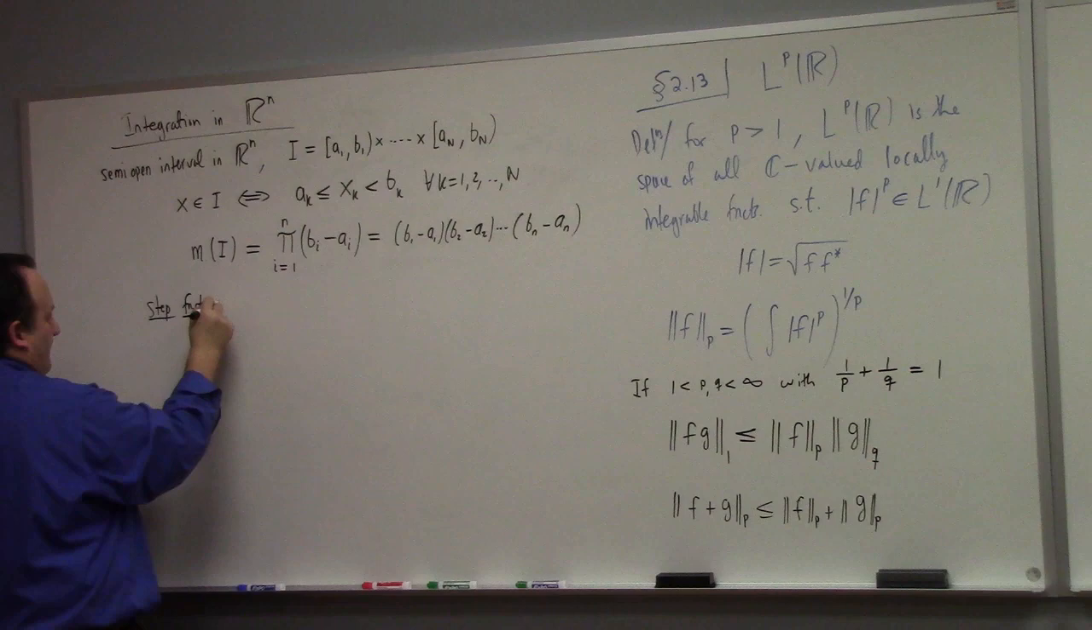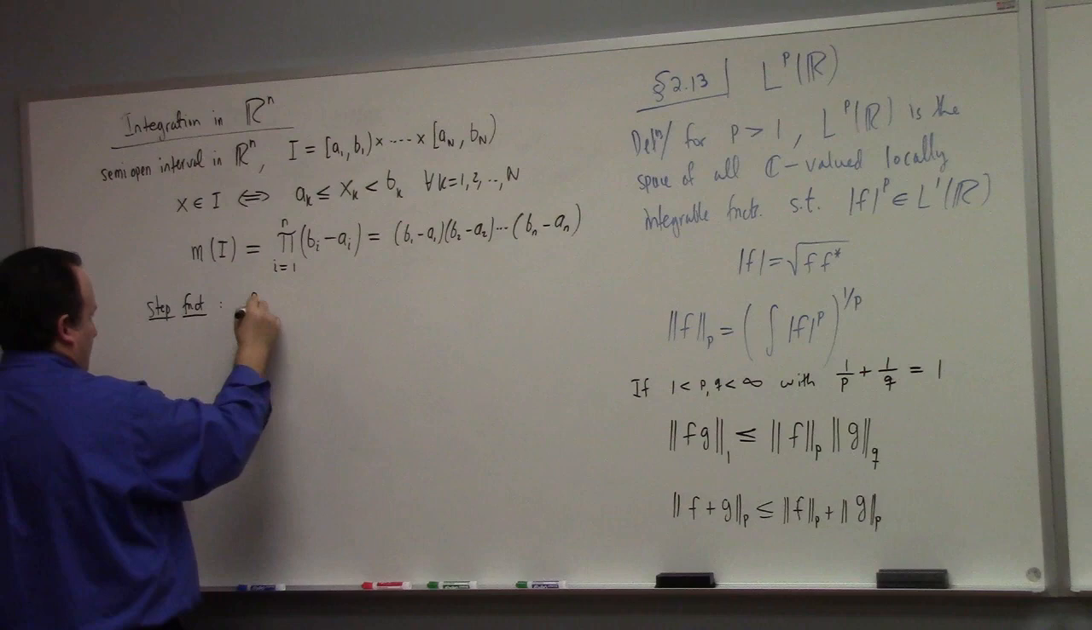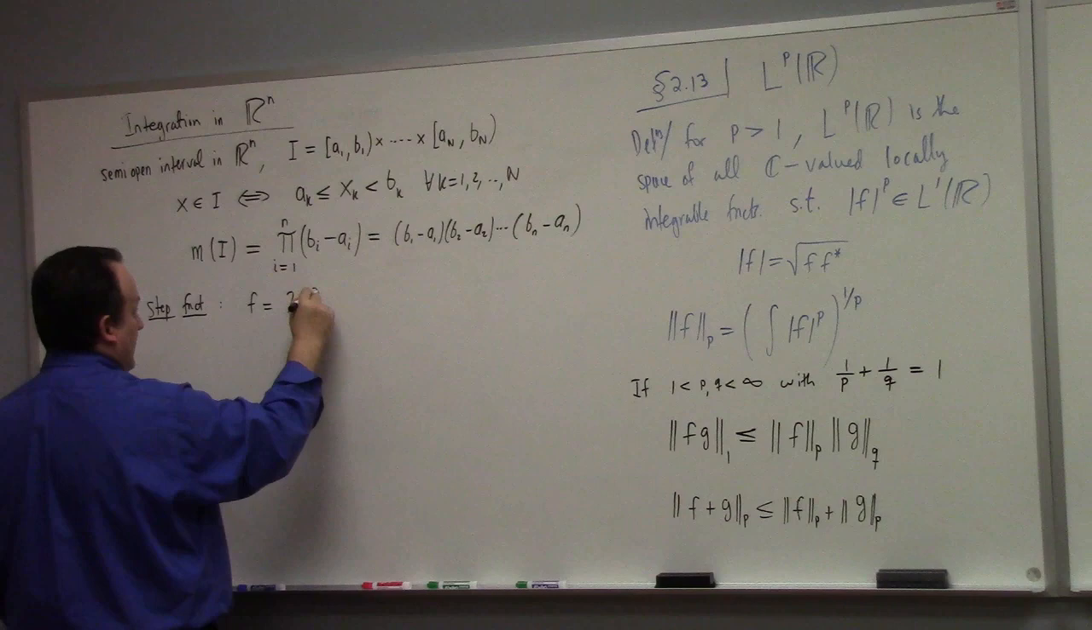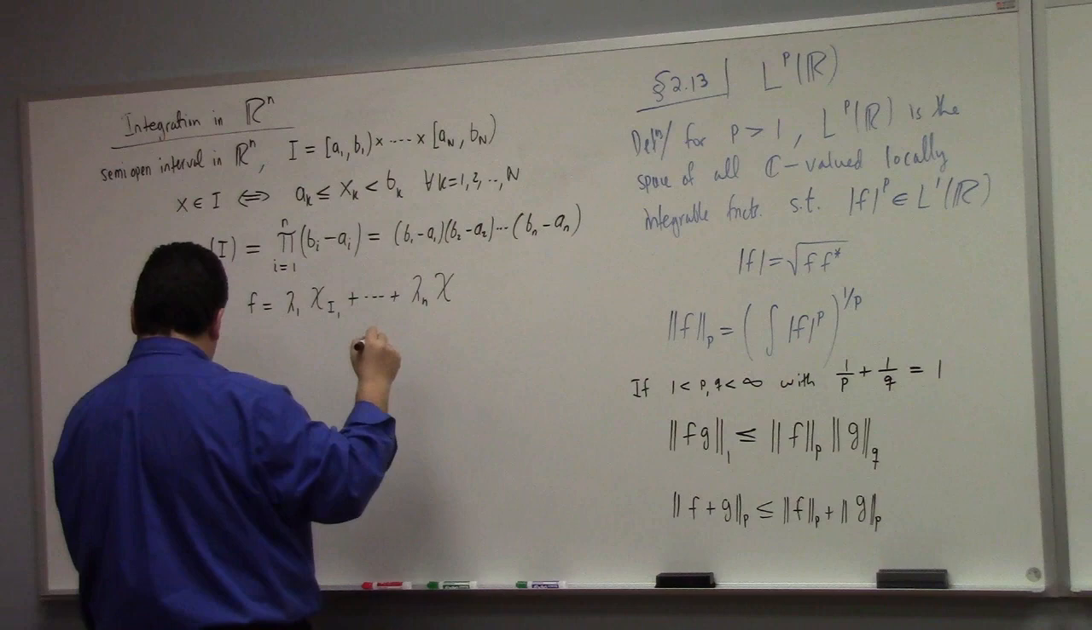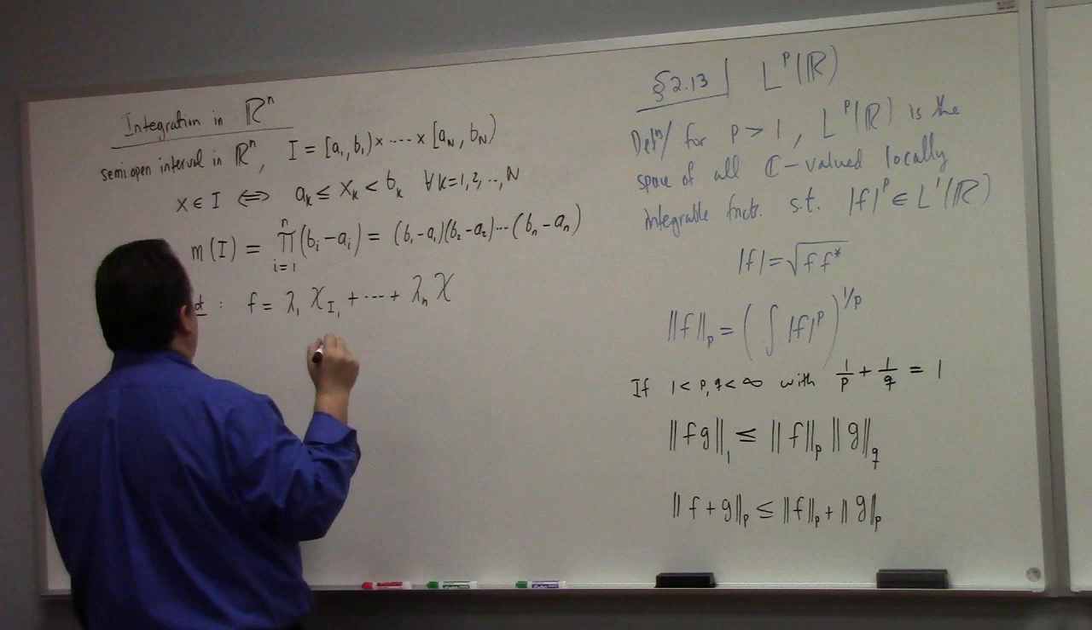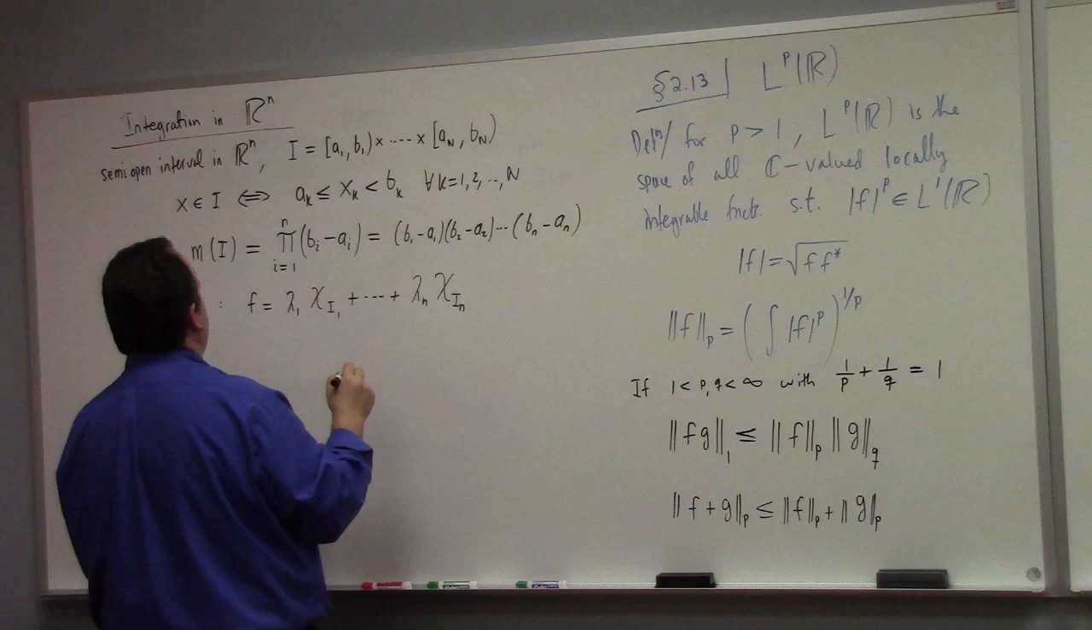You can write f as what? f is equal to lambda 1 chi I1 plus dot dot dot plus lambda n chi In. And to be fair, I'm not doing this right yet, guys. Let me fix this. I need to fix something. I'll do it in red.